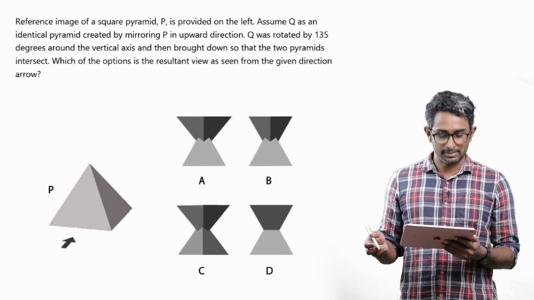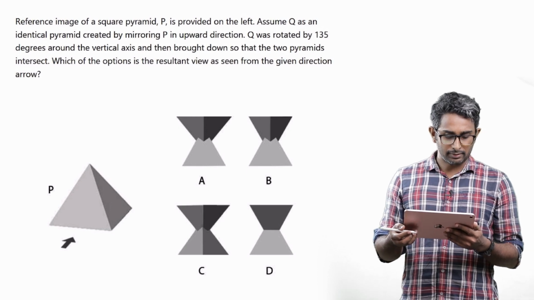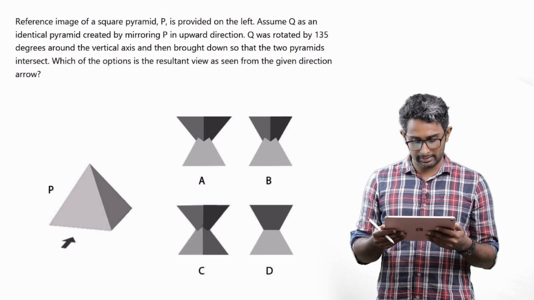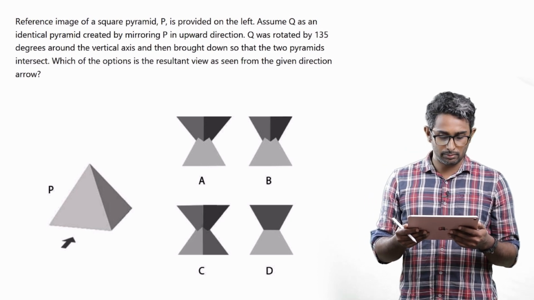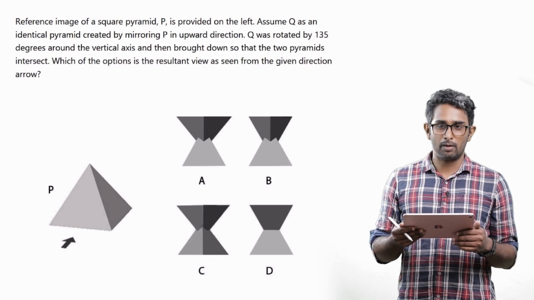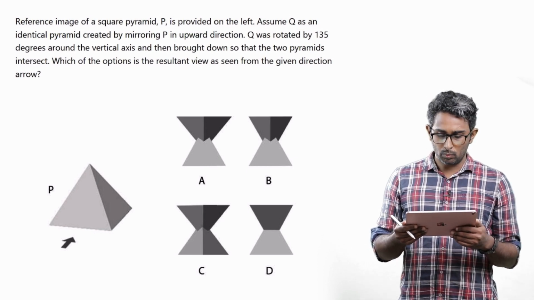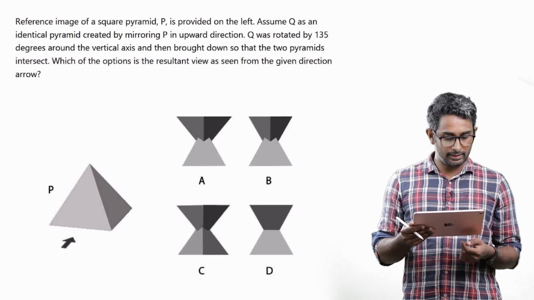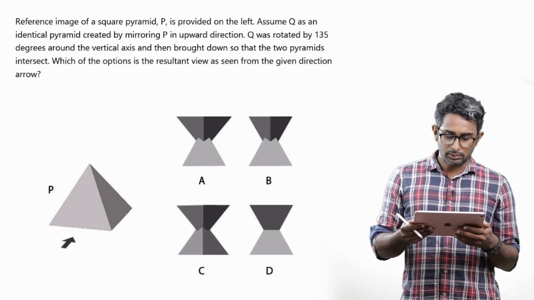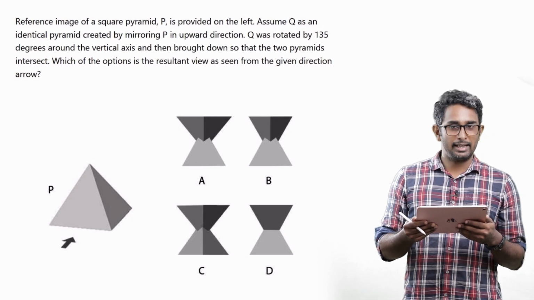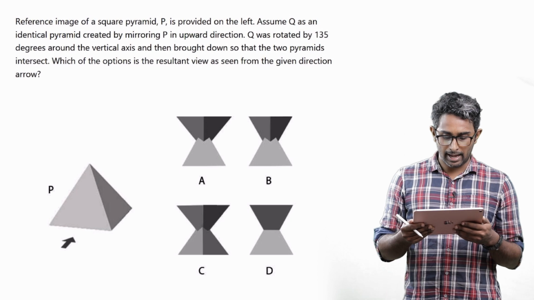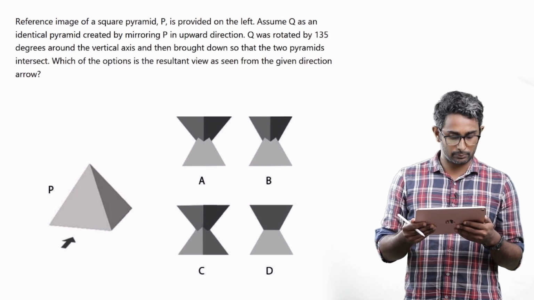Let's solve the next question. A reference image of a square pyramid P is provided on the left. Assume Q as an identical pyramid created by mirroring P in the upward direction. Q was rotated by 135 degrees around the vertical axis and then brought down so that the two pyramids intersect. Which of the options is the resultant view as seen from the given direction arrow?